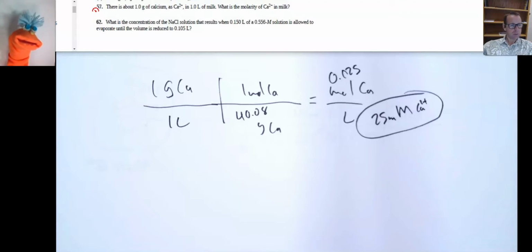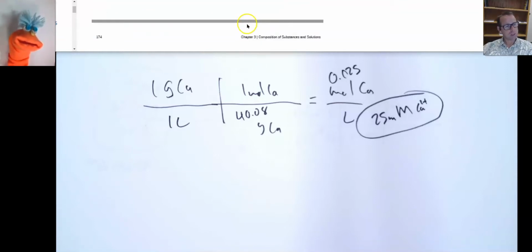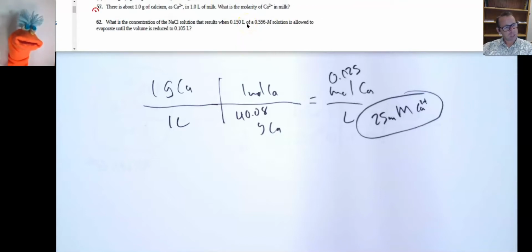What is the concentration of sodium chloride solution that will result when that many liters, that many molar solution is allowed to evaporate until the volume is reduced to 0.15 liters? Concentration of sodium solution that will result. So we're changing the volume of solution, right? I start off with 0.15 liters and 0.556 moles per liter, but then I evaporate the volume down to 0.105 liters.